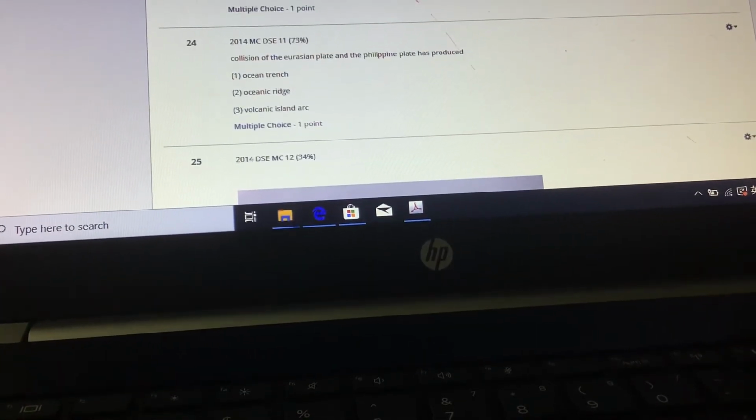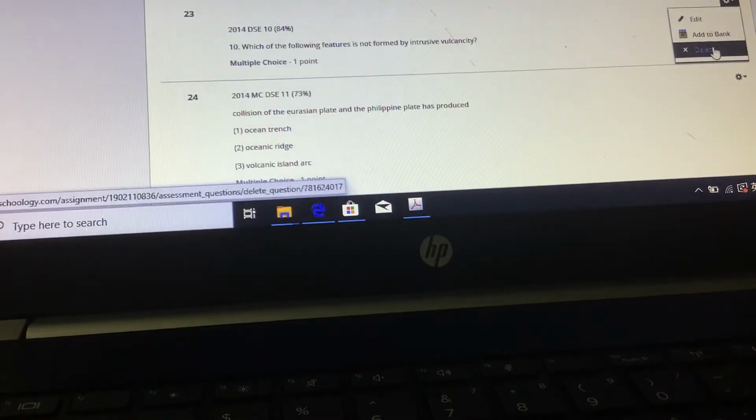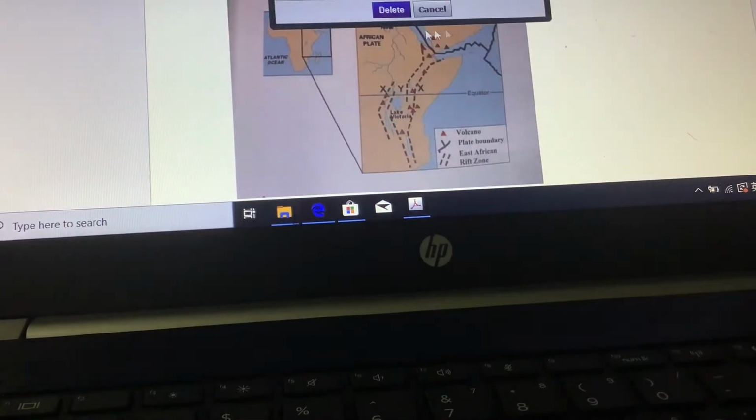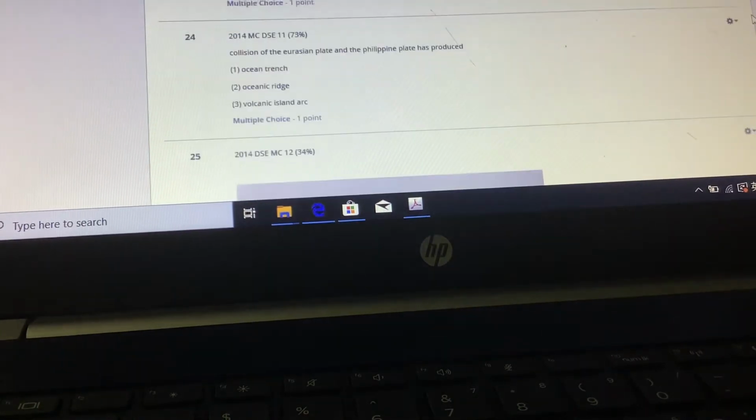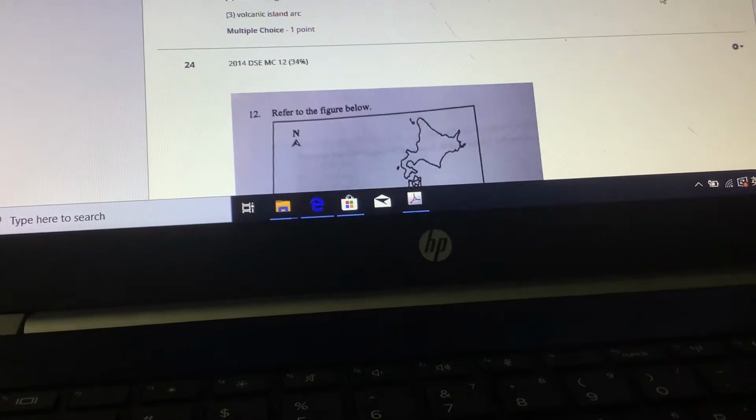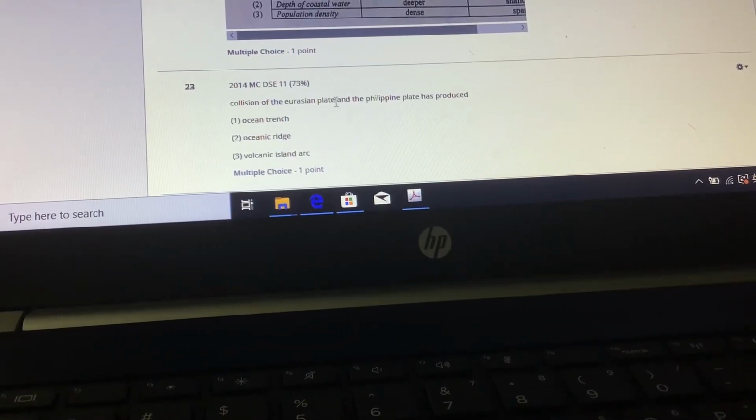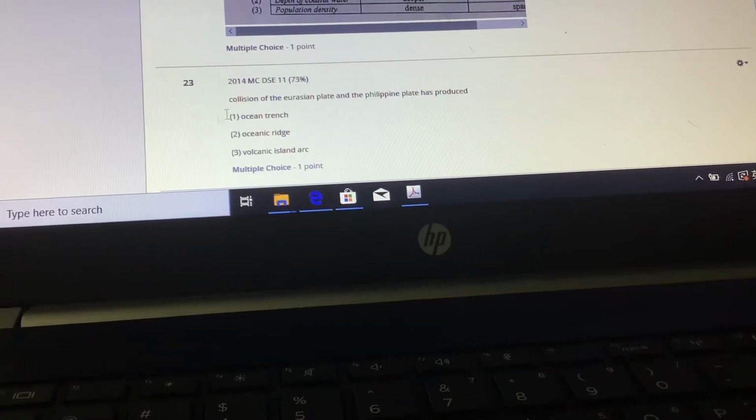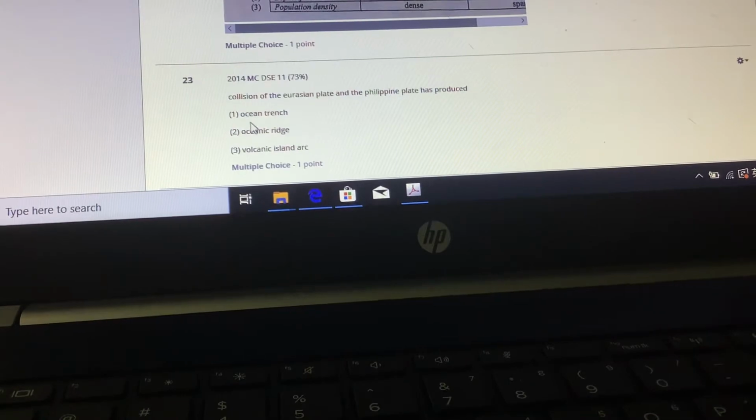This one. Okay. 24. Collision of the Eurasian plate and Philippine plate. 23. Okay. Collision of the Eurasian plate, because I've just deleted 2 questions. Okay. Collision of Eurasian plate and Philippine plate has produced.